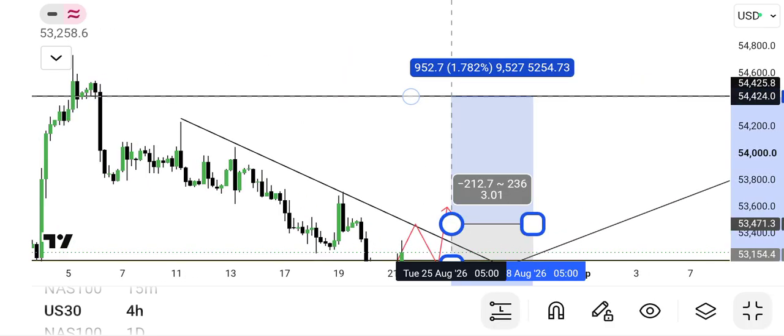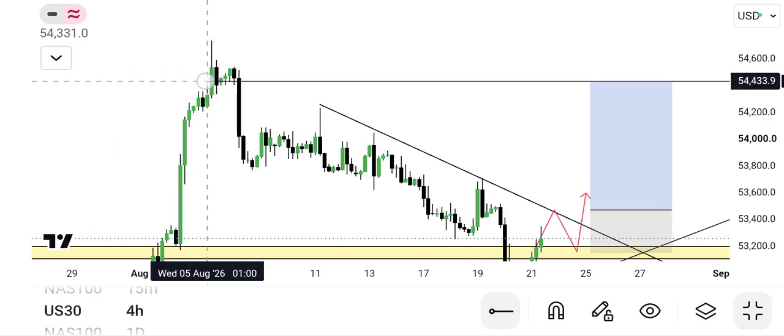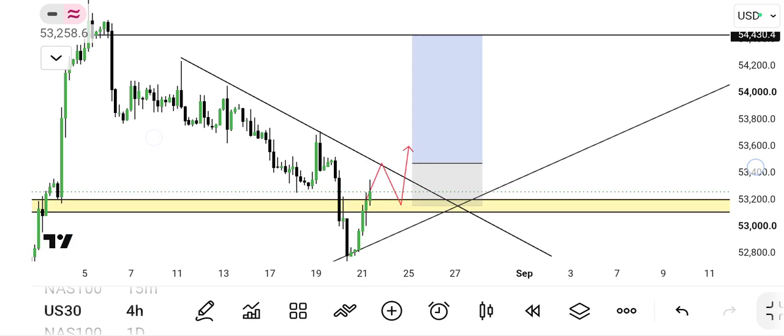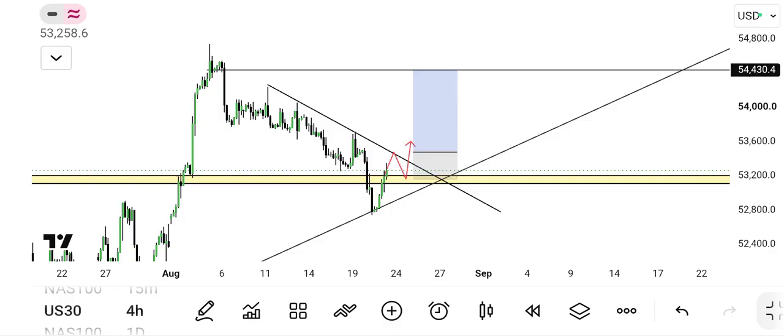So this way we'll be expecting our take profit to be here. So that's our first take profit. If the market reaches that side and you feel like holding, you can hold. If you feel like not holding, you should take all your position at this point here.